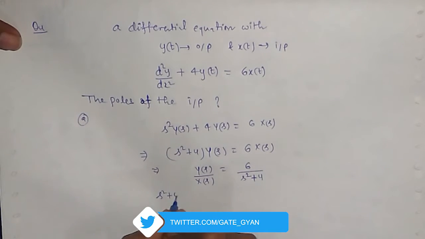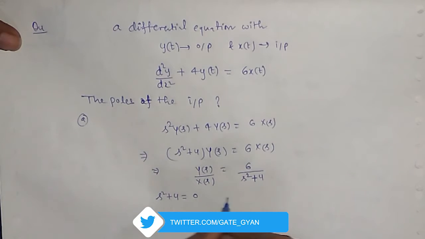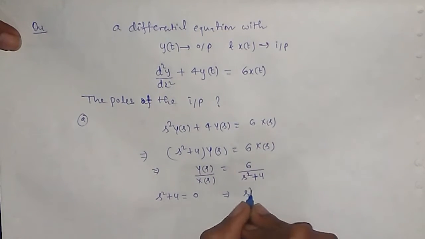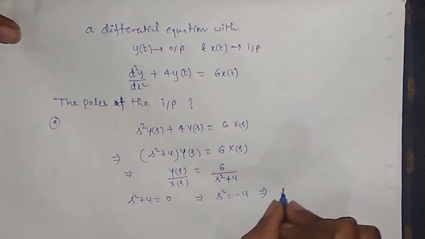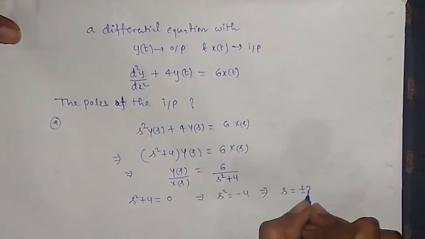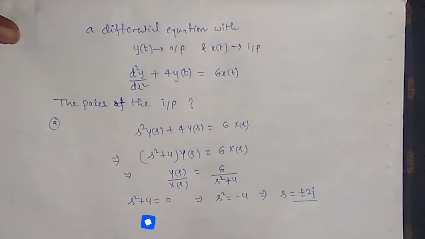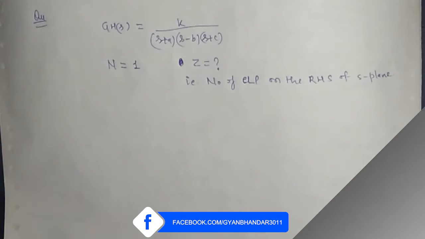So equating s squared plus 4 equal to 0, we will get s squared is equal to minus 4, which implies that s is equal to plus minus 2j. So this is our answer.